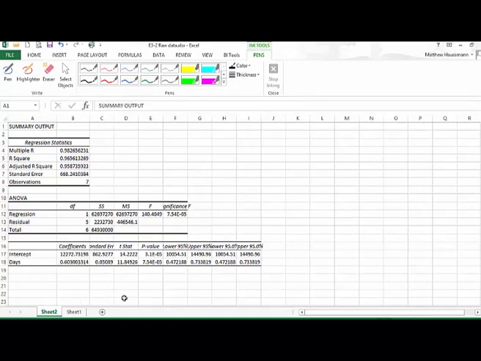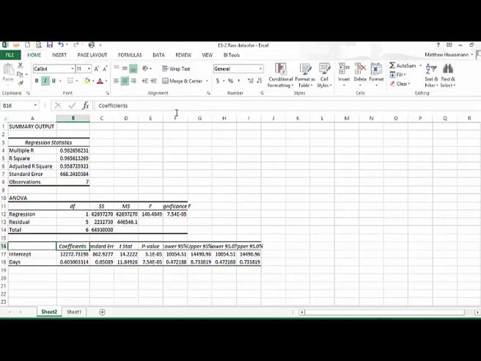Well, the first place we can go look is under the coefficients heading here. Let's just highlight that. We've got some interesting numbers. So the intercept, well, that is our fixed cost here, right? $12,272.73. The variable cost is 60 cents per day.